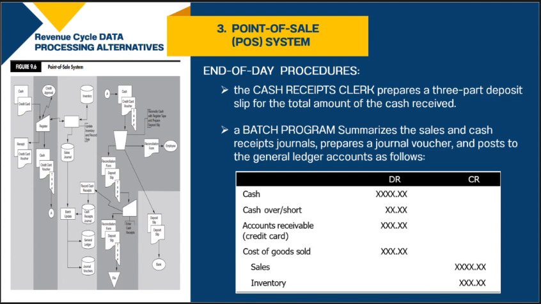And finally, a batch program summarizes the sales and cash receipt journals. This program also prepares a journal voucher and posts to the general ledger account as follows. So ito yung example ng entries na pinupost sa general ledger account. Now, this entry may vary among businesses. Some companies will treat the credit card sales as cash, while others will maintain an account receivable until the credit card issuer transfers the funds into their account.